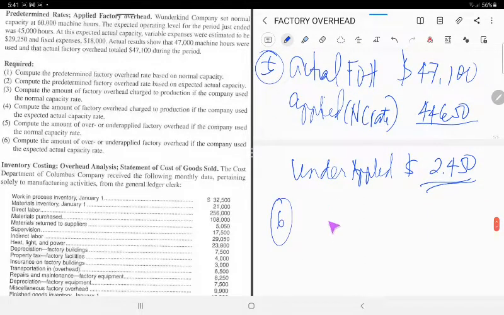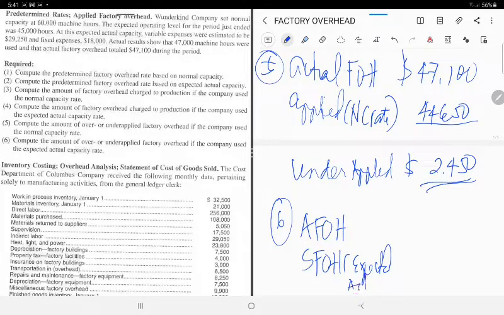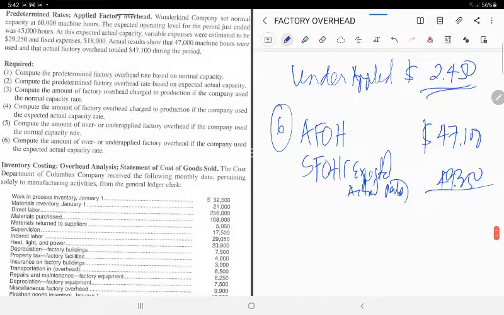Paano kung base sa AFO, applied is standard, o hindi, binago ko lang. Ano yan? Anong ginamit natin? Expected actual. Dito, expected actual rate, 47,100. Then, we have 49,350. So, you have ilan? This one is over applied.